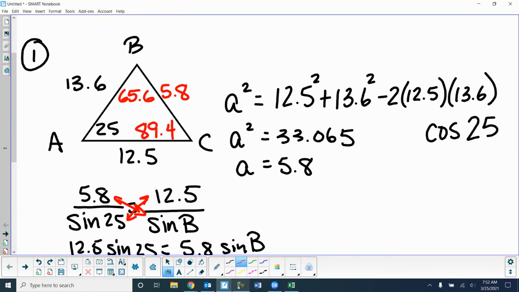So those three red answers are what I got. Again, some of you put 5.7 yesterday. Some of you put 5.75. So your answers to your angles are a little bit different. But if you show your work, I'll be able to tell that you did it right or not. Okay?